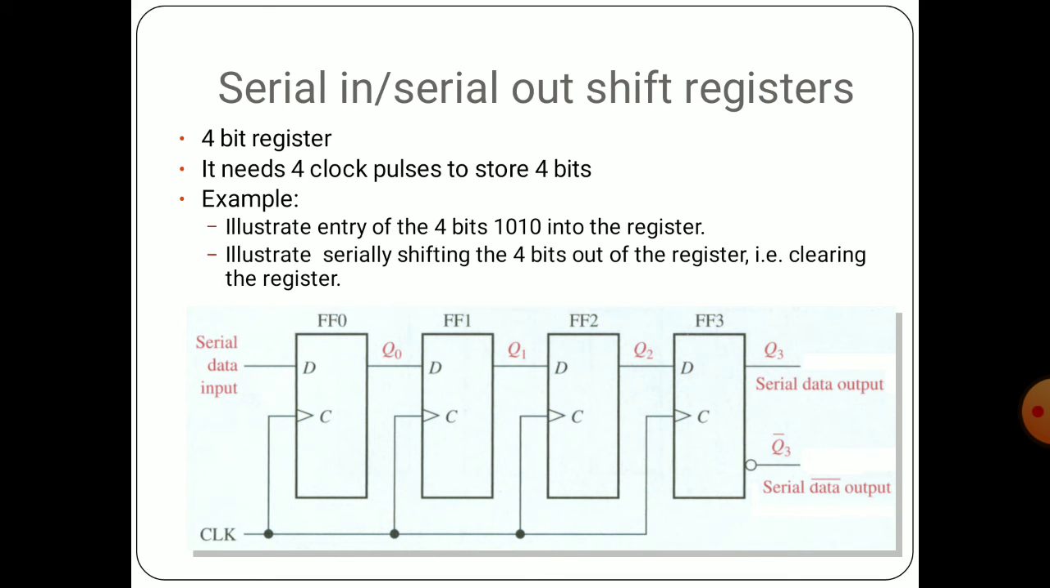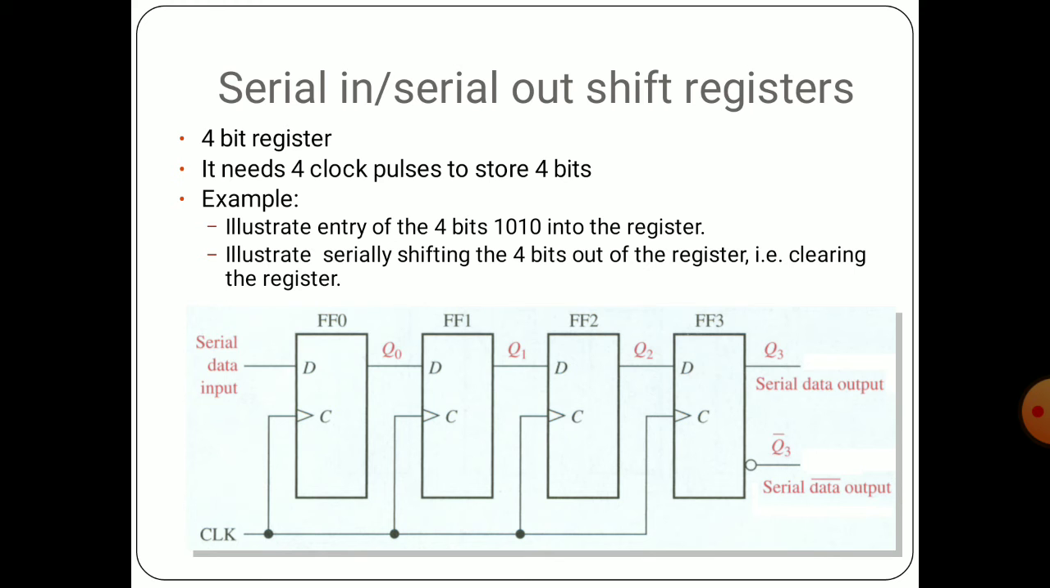I already explained what a 4 bit shift register means: 4 flip flops are required to design a 4 bit shift register. See here, 4 D flip flops are there: flip flop 0, flip flop 1, flip flop 2, and flip flop 3, right? So 4 flip flops are there. That's why a group of flip flops is called a register, a 4 bit shift register. Now I am going to explain this concept with an example.